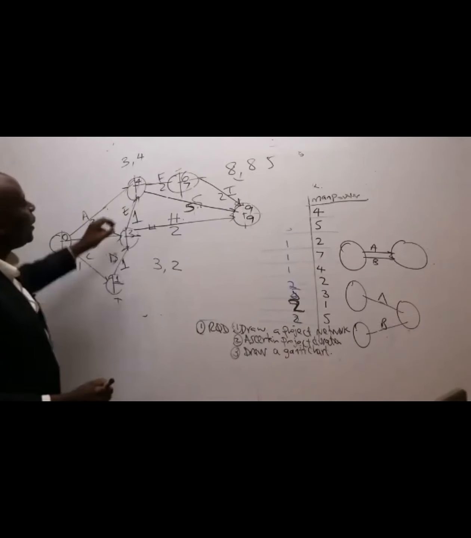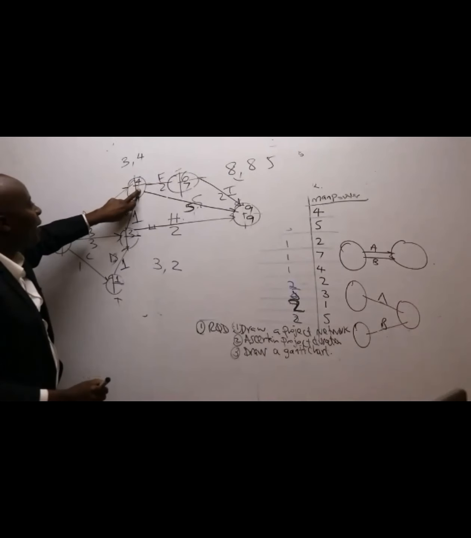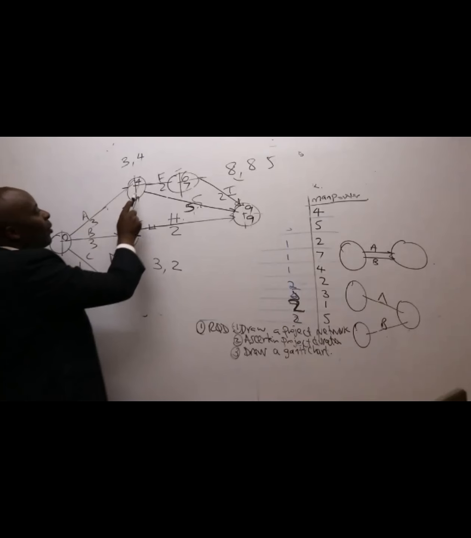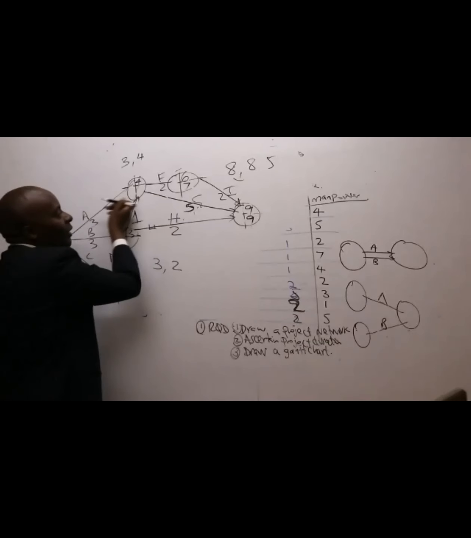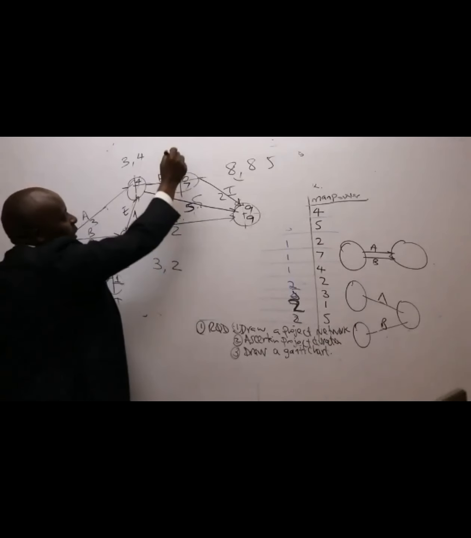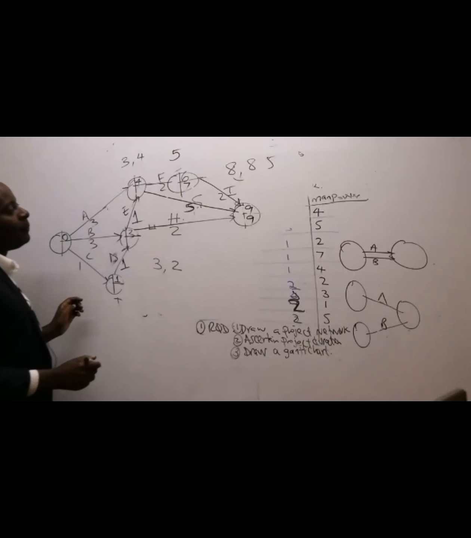7. Ukija hapa, what is going to happen here? Nikija hapa kuna arrow mbili zinaenda nyuma. Two arrows going backwards leading us to this node, not a problem. So the first one will be 7 minus 2. Imekata tena. 7 minus 2 ni ngapi somebody? 7 minus 2 ni 5.